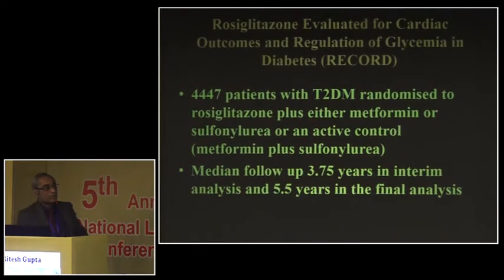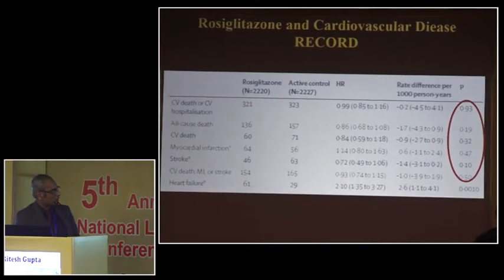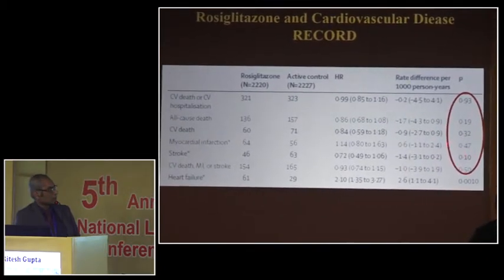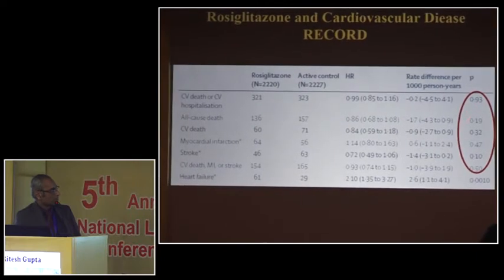So then came another study called the RECORD study. About 5,000 patients were randomized to rosiglitazone plus either metformin or sulfonylurea, or an active control. Median follow-up was 5.5 years. And this is what was found, that there was no increase in any adverse cardiovascular events except heart failure, which we are all aware that thiazolidinediones, by increasing fluid retention, can increase. So that is not a dispute. But it did not increase any other adverse cardiovascular events.